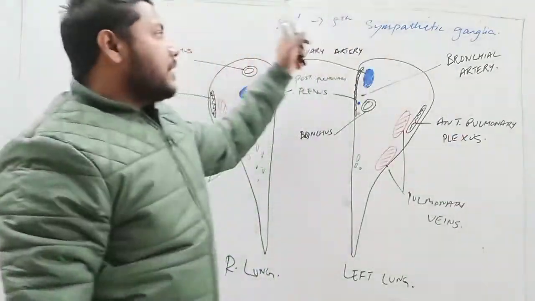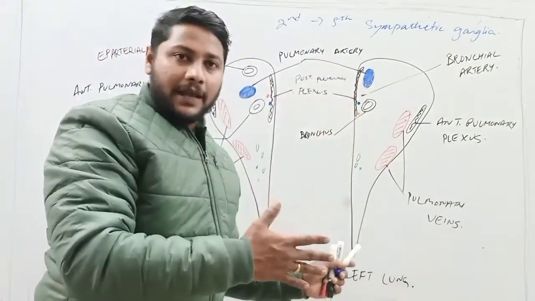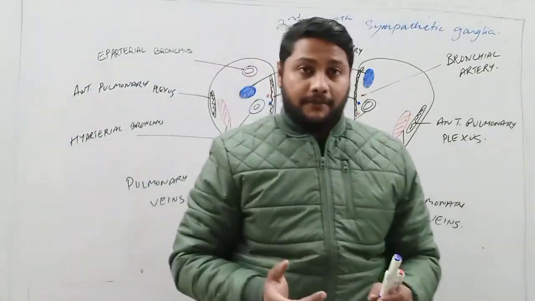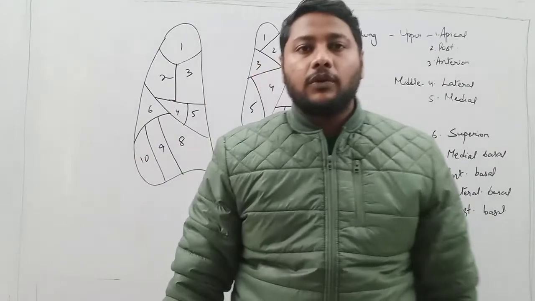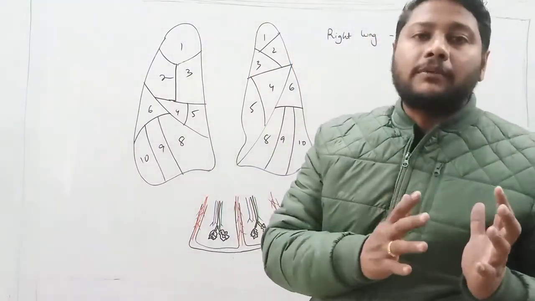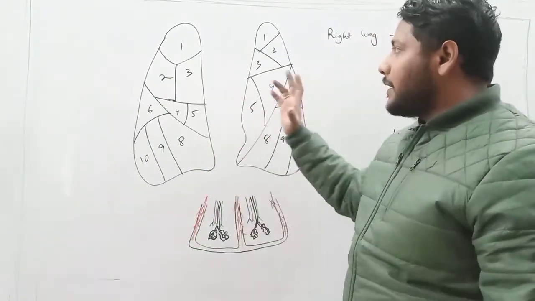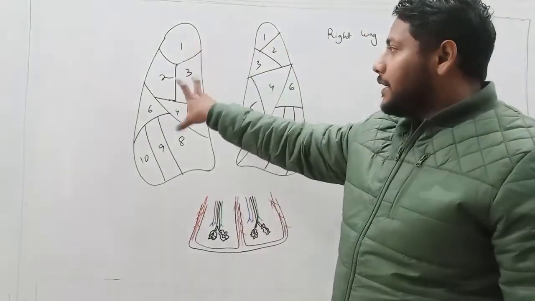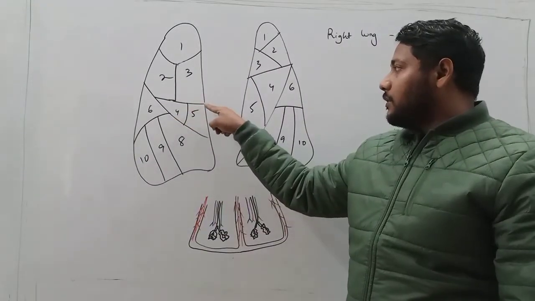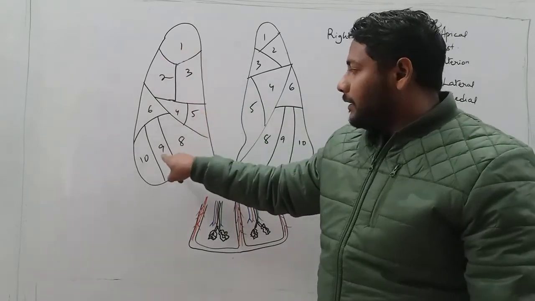Okay, so this is about the gross anatomy of the lungs, the root of the lungs, the blood supply and the nerve supply. Now we are left with one important topic, that is the bronchopulmonary segment. As we know, we have 10 bronchopulmonary segments on each side. I've already drawn a diagram of the right lung and the left lung. In the right lung, we have two fissures, the horizontal fissure over here and the oblique fissure over here, which means we have three lobes: the upper lobe, the middle lobe and the lower lobe.